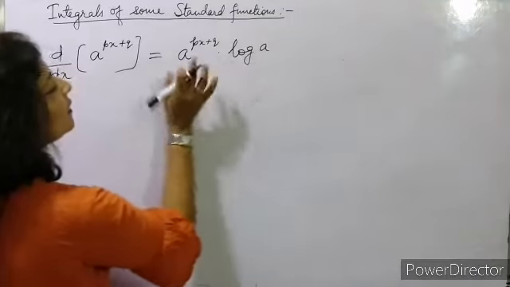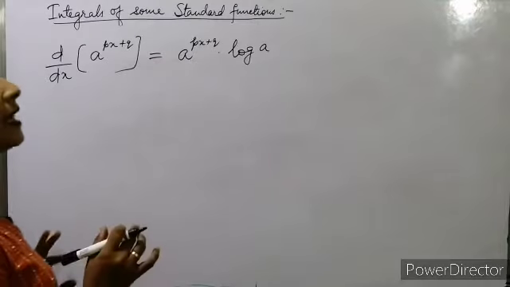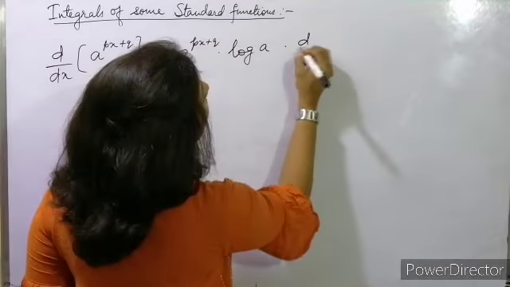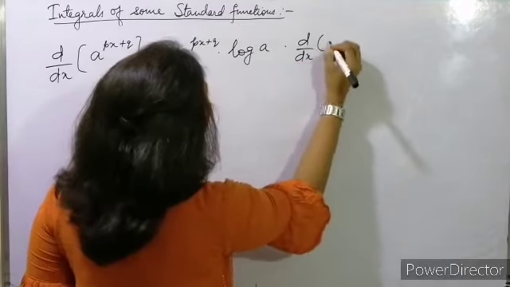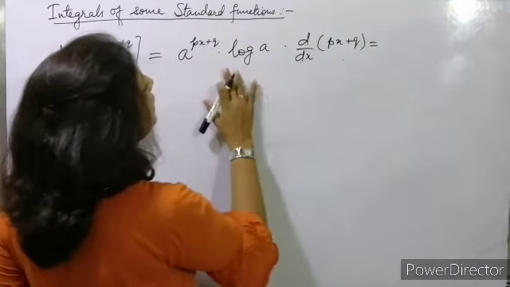Okay, now here we have done this. After that, the power is not x, the power is px plus q. Again we have to differentiate this value. So d upon dx of px plus q. So what value will we get in total?